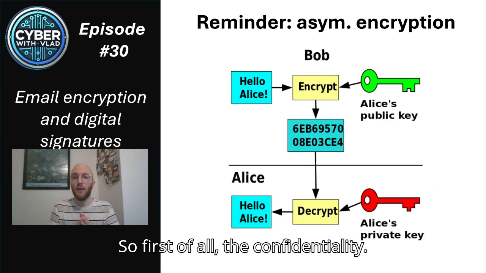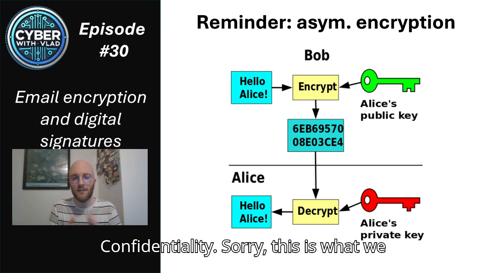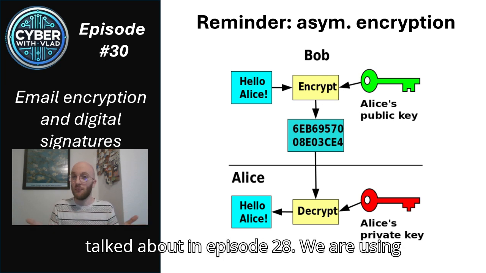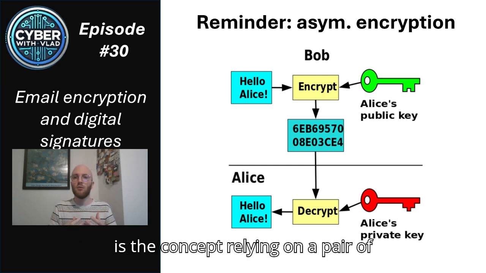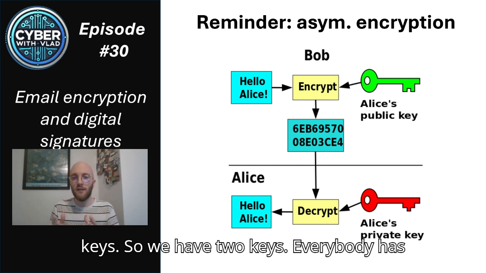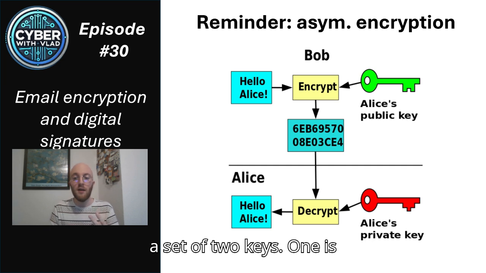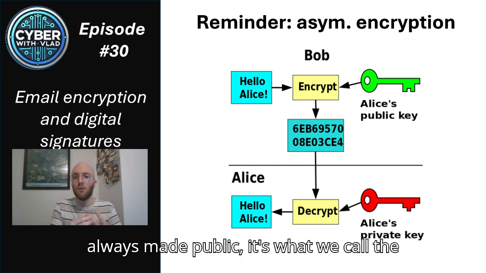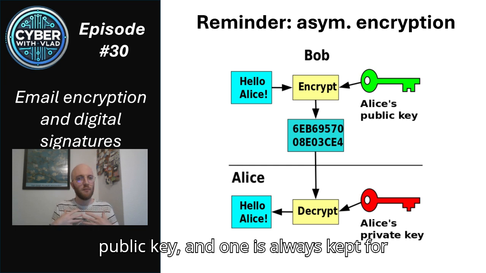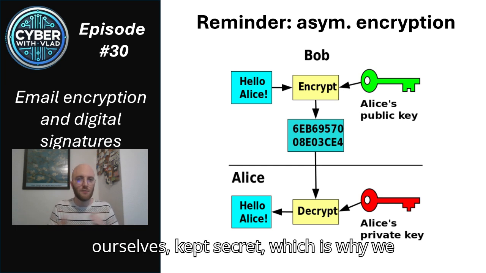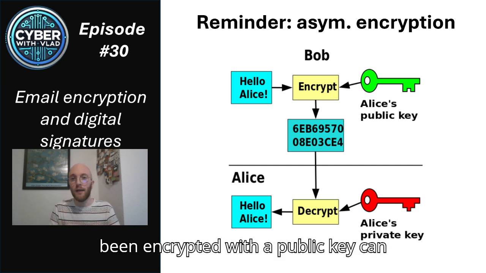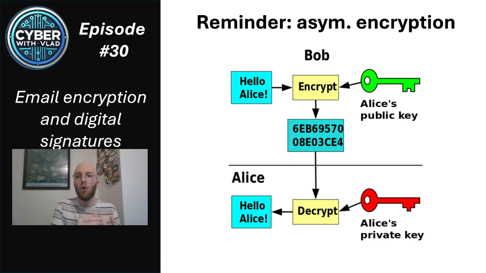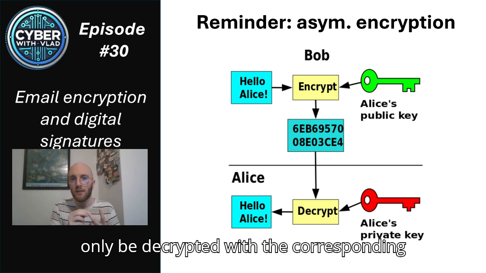So first of all, the confidentiality. Sorry, this is what we talked about in episode 28. We are using asymmetric encryption. You remember this is the concept relying on a pair of keys. So we have two keys. Everybody has a set of two keys. One is always made public. That's what we call the public key. And one is always kept for ourselves, kept secret, which is why we call it the secret key. And they work in pairs, meaning that anything that has been encrypted with a public key can only be decrypted with the corresponding secret key.